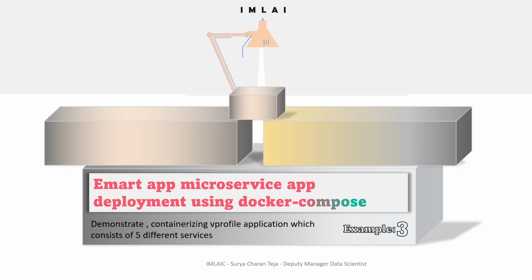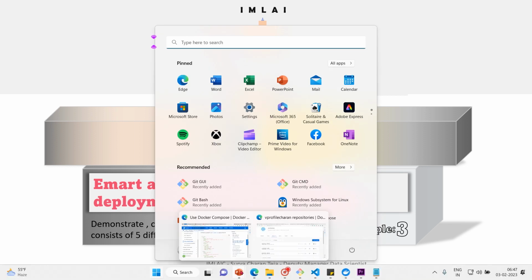So now we are going to do an example and an exercise which is specific to microservices. We will be working on Emart app microservices. We will do this Emart app microservice deployment using Docker Compose. It consists of different services which belong to a single application. A single application can be made into microservices, and you can run different containers for each microservice, and we can run our application. So let's look into that now.